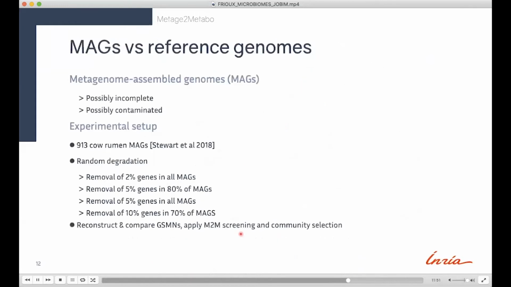So the first experiment I showed you was performed on reference genomes, but MAGs are the main genomes available for microbiomes, and we know that they are possibly incomplete or contaminated. So we designed an experiment to assess the impact of MAGs incompleteness on metabolic network reconstruction and subsequent modeling. To do so, we removed between 2 and 10% of genes in all or a subset of our initial MAGs. Then we ran our pipeline.